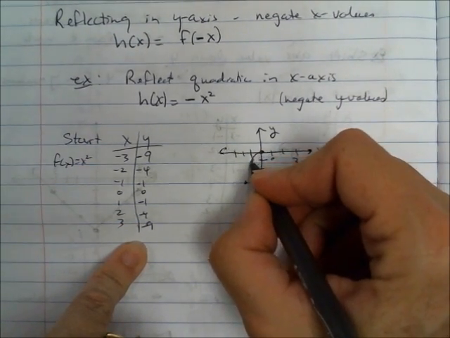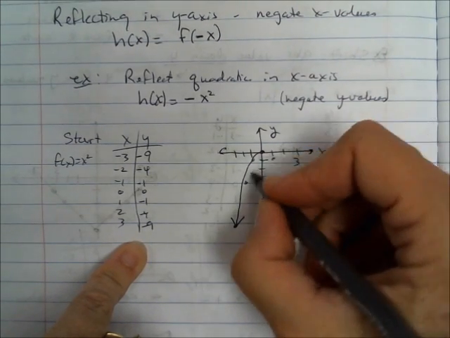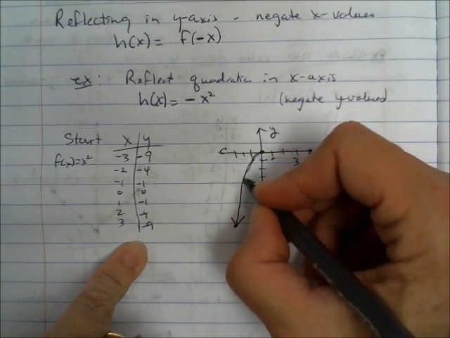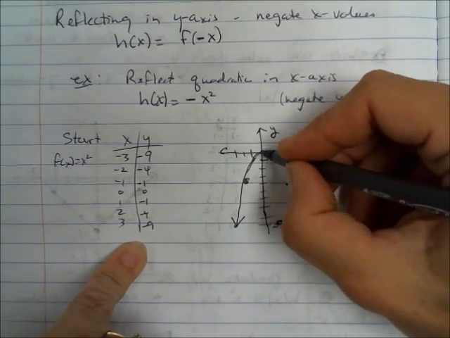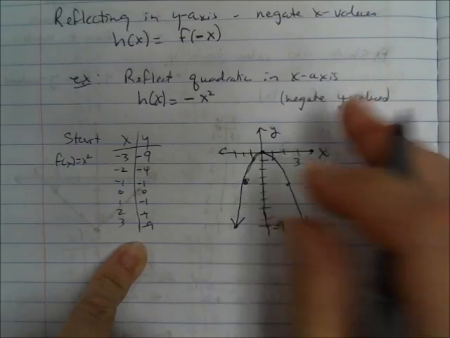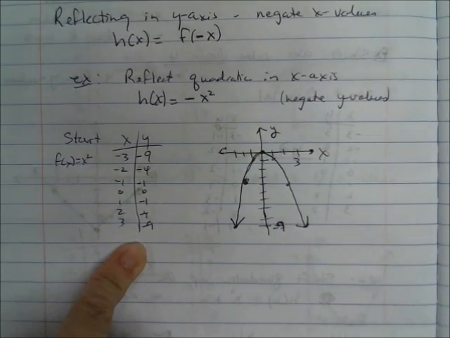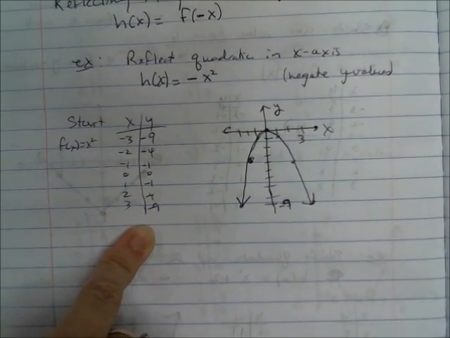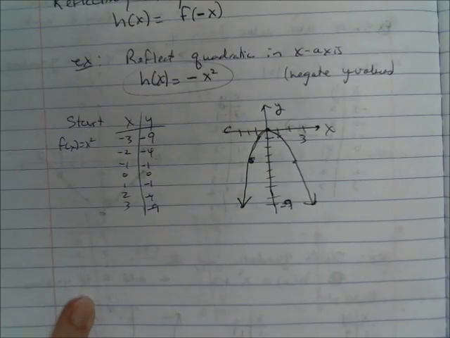And now this is a quadratic, so we're going to draw a nice little parabola if we can be a little more artistic than I am. Sorry about that. And there we go. The parabola has been reflected in the x-axis because we just negate the y value. So this is what that function looks like.